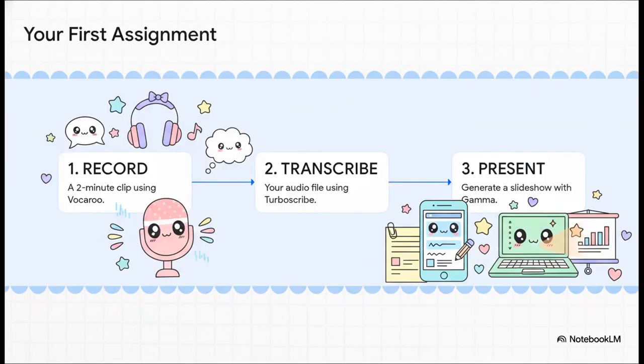Okay, so now it's your turn to actually try it. Here's your first assignment. It's just 3 little steps. Record a quick 2-minute clip on any topic you know well. Use TurboScribe to make a transcript, then upload that to Gemma. The goal isn't to make something perfect, it's just to feel the process.